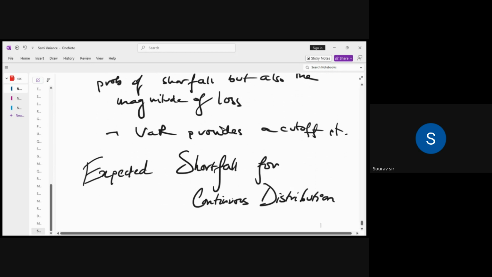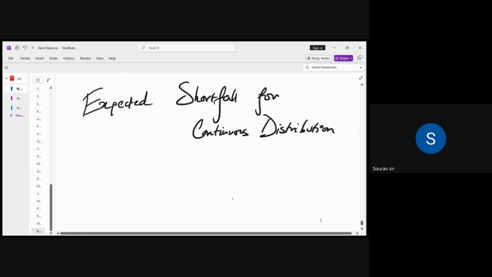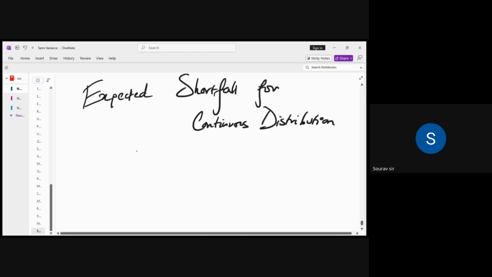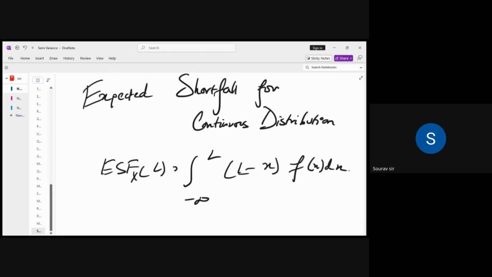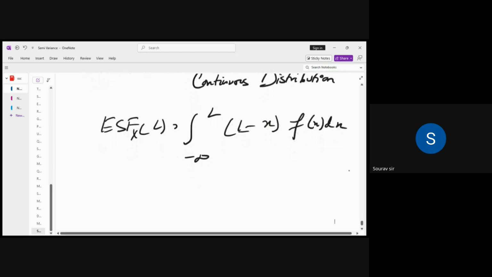Distribution. So how will I get it? For a continuous distribution, the expected shortfall is given by the integral from minus infinity to L of (L minus X) f(X) dx. So L is my benchmark return, or the threshold.